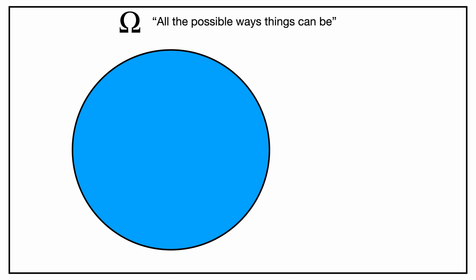Now, here's another way to think about it that will hopefully make this a little more clear. Imagine I have some space that represents all the possible ways that things can be. And I have some event, say A, which is representing all the possible ways A can be true. So in my example, A was the proposition I can drive my car. There can be a lot of ways in which the proposition I can drive my car is true.